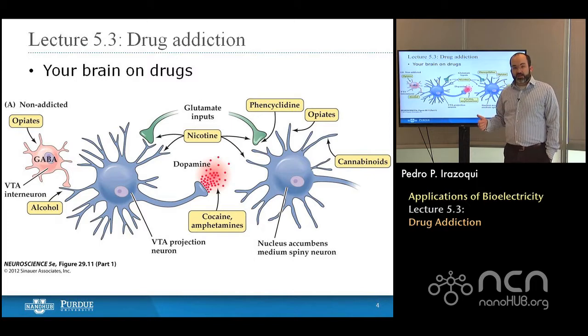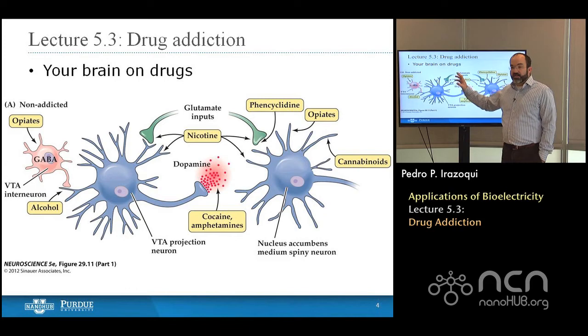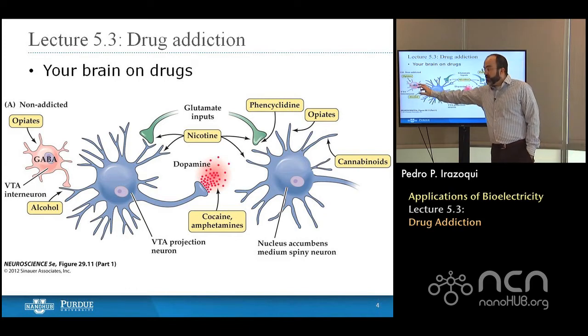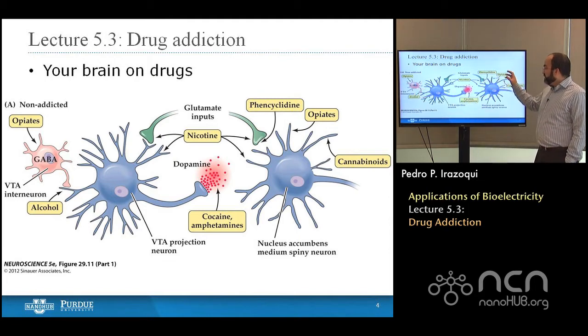That second category, those agents, I'm sure they exist, but why would you take them? So we don't worry about those. We worry about the first category, the ones that make you feel good even when you haven't done anything that warrants feeling good. And opiates, for example, we'll go through some of these. Opiates act in a number of different areas. Opiates act on the ventral tegmental area interneurons that project inhibitory projections onto the projecting neurons. They also act on the dendrites of the nucleus accumbens.